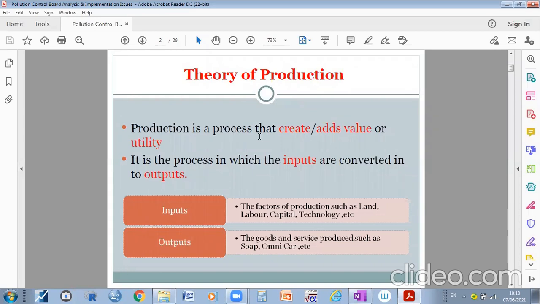See, it is a process in which inputs are converted into output. Simple. What are the inputs? When we are converting them into output, that is called production. For example, in order to produce a biryani, what are the inputs you need? You need rice, chicken, some masala, some oil. These are some inputs. When you convert them into the output, that is called biryani.